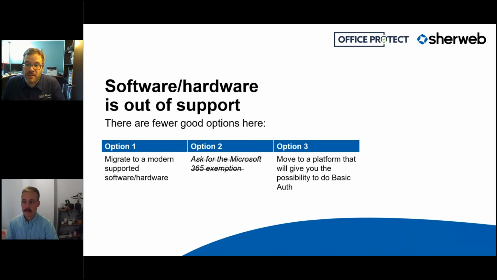Option number three, which is probably the one that most people would explore, which I really hate. I don't like that option, but you need a solution. It is to move to a platform for that particular email that gives you the ability to retain basic authentication. So if you move it back to Exchange on premise or your own server, in theory, you could still have basic auth and you can have it for a long time.